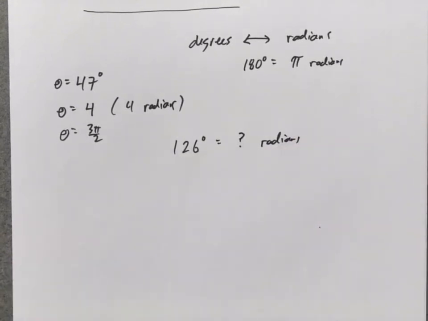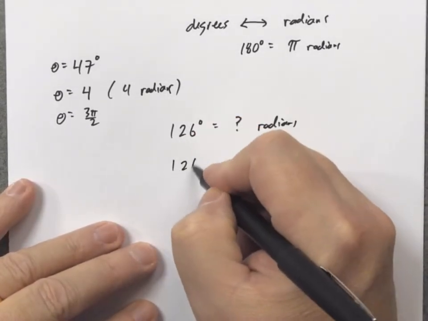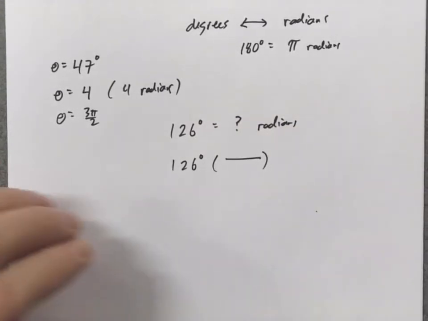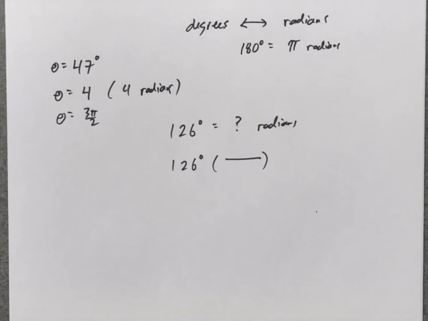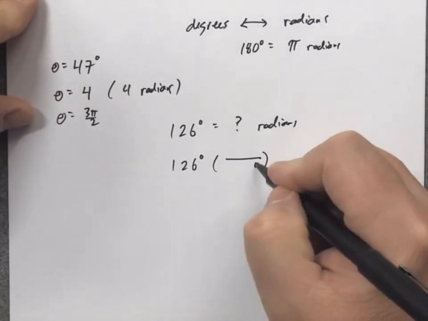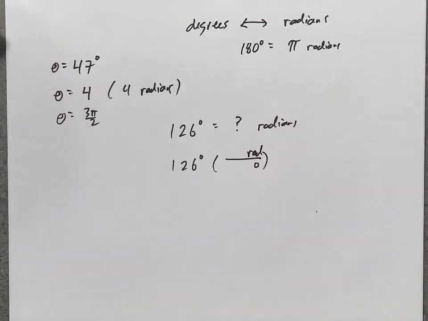We need to convert, or we ask how many radians is a 126 degree angle. So basically we're going to convert 126 degrees into radians. Pretty straightforward. You use the principle of unit fractions just like we do in math whenever you want to convert fractions. So I start with degrees. Degrees go on the bottom. I'm trying to get to radians, so I'll go ahead and put radians up on the top.